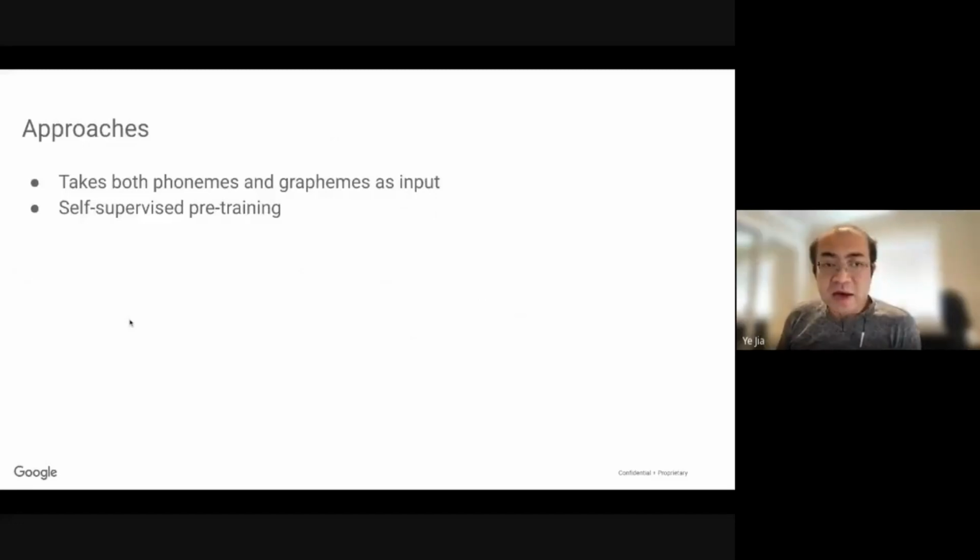We actually saw a lot of similar cases in our TTS research, so we took two approaches for addressing this issue. The first one is, instead of taking only phonemes as input to the neural TTS model, we take both phonemes and graphemes as input. And secondly, we pre-train the model in a self-supervised manner on a large plain text corpus.